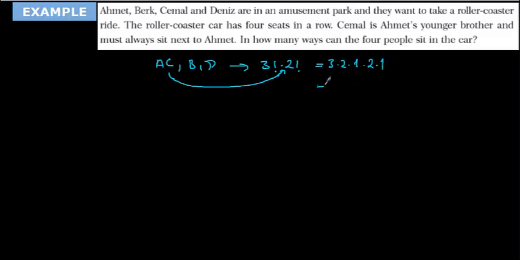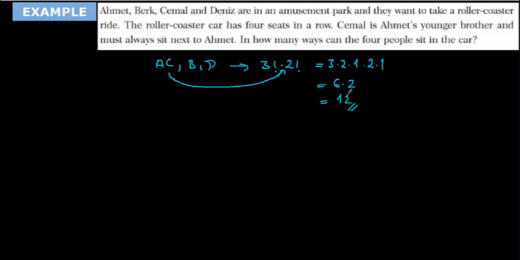Okay, the next one. Here, this is the roller coaster example. There are Ahmet, Berk, Cemal and Deniz. Ahmet and Cemal are going to sit together. So Berk and Deniz are there. So if you remember, totally 3 factorial different ways you can do that one. But if you add that 2 factorial different ways Ahmet and Cemal can sit together, that's going to be equal to 3 factorial times 2 factorial, 3 times 2 times 1, times 2 times 1, that's equal to 6 times 2, that's equal to 12.